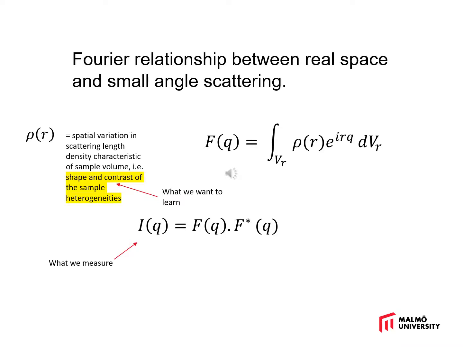This slide describes the relationship between what is the real space structure, or the spatial variation in scattering length density, characteristic of a sample volume, i.e. the shape and the contrast of the sample heterogeneities, that's what we want, and what we measure, which is intensity versus Q, or the scattering cross-section, which is the square of the amplitude, and the amplitude is the Fourier transform of the variation in scattering length density.